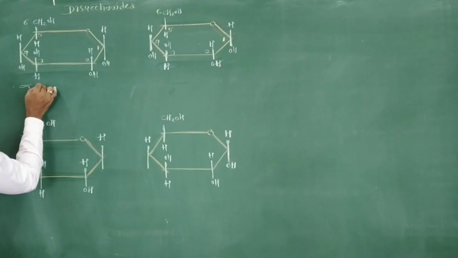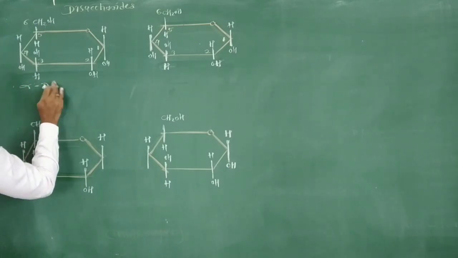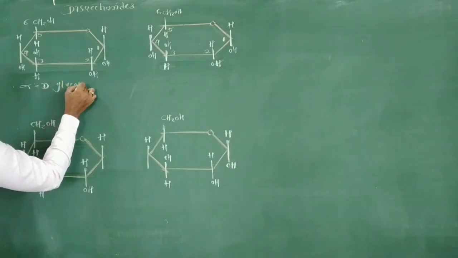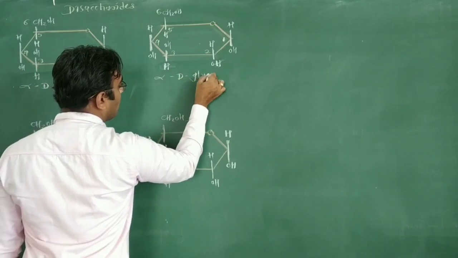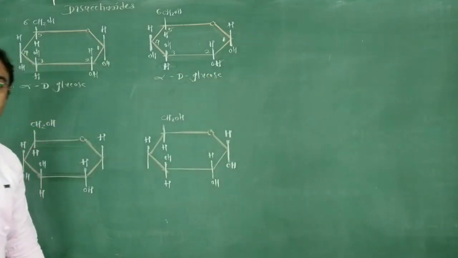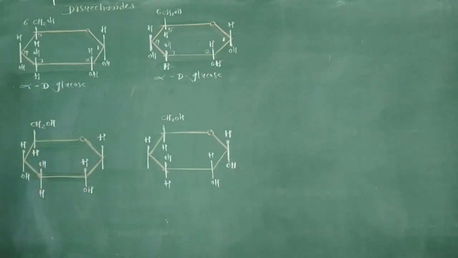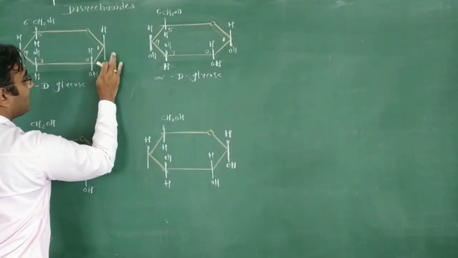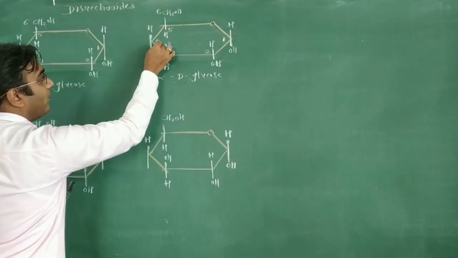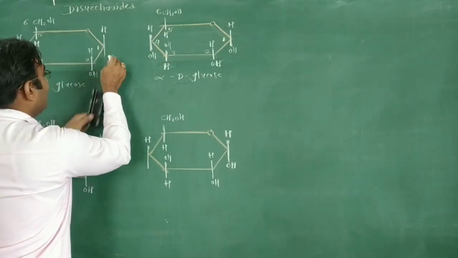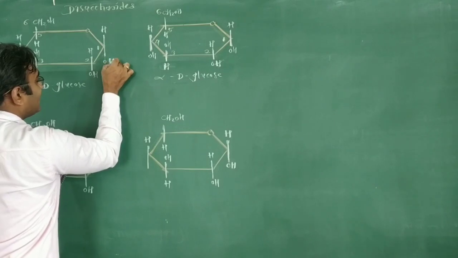This is alpha D glucose. This is also alpha D glucose. Alpha D glucose, we have to join. See here, the first carbon OH is present, and in the second molecule, the fourth carbon OH is present. Between two glucose, a chemical bond is established.